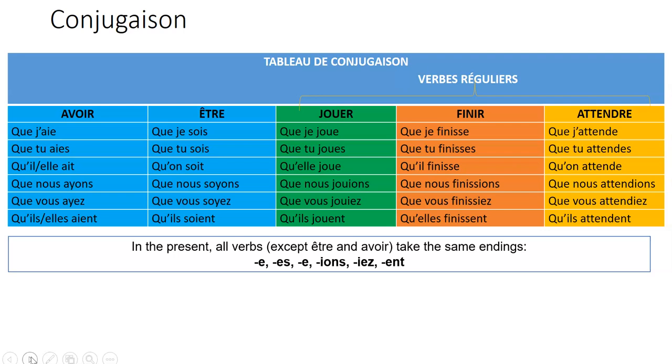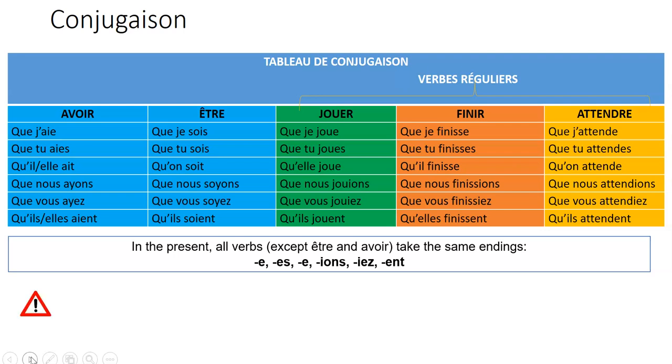Maybe some ways of trying to memorize this. As you can see, avoir and être are very different. Be careful with the pronunciation here. I'm just going to read avoir first. Que j'aie, que tu aies, qu'il ait, que nous ayons, que vous ayez, qu'ils aient. As you can see, the singular forms and the they form are pronounced exactly the same, but not spelled at all the same. And then être is que je sois, que tu sois, qu'on soit, que nous soyons, que vous soyez, qu'ils soient. And again, pronunciation-wise, singular and the they form are exactly the same. See? So be careful with that.